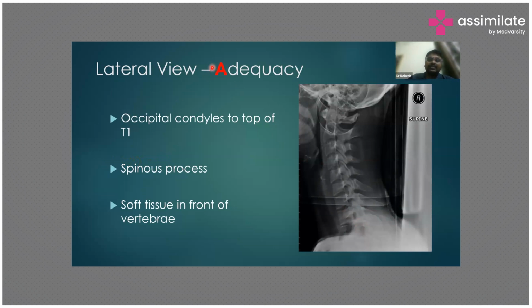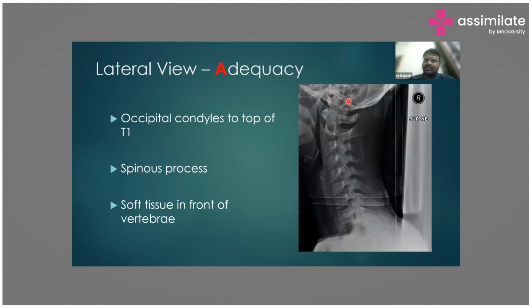In the lateral view, we will first look for adequacy. Is this film adequate or not? Can I interpret this film or not? How will you decide? An adequate lateral view should have the occipital condyles to the top of T1. So you should be able to see the occipital condyles above and the top of T1 below.